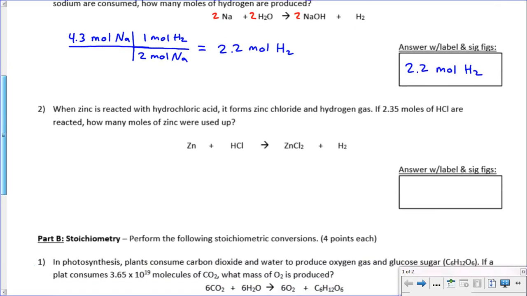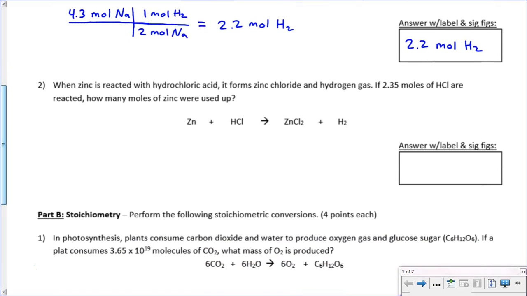For the second one, again, we have to balance it. This one's even easier. All that you need for this one is a 2 in front of HCl, and things are balanced. So again, it gives us an amount of moles, in this case of HCl, and it asks how many moles of zinc were used up. So we have 2.35 moles of HCl.